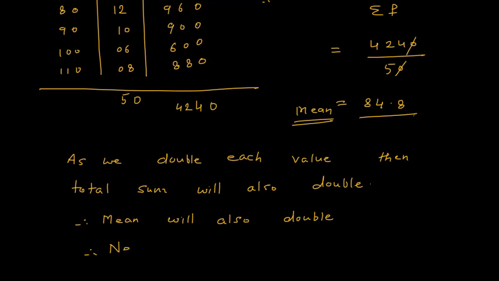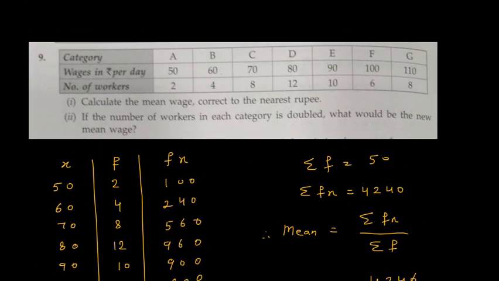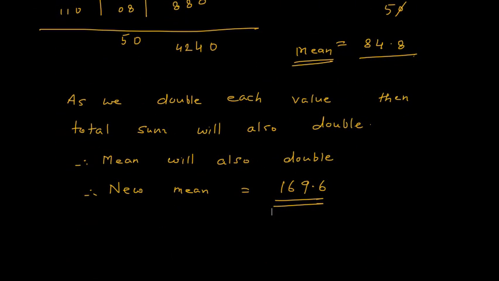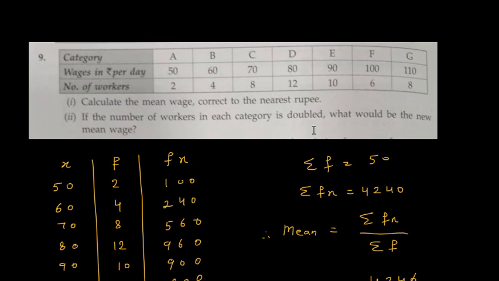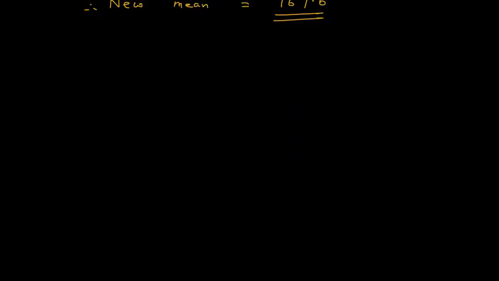Therefore your new mean, we can say that new mean will be equal to, we double it, so 2 8s are 16, 1 carry, 2 4s are 8 plus 1 9, and 2 8s are 16. So this is 169.6. So new mean will be 169.6. Yes, this is the new mean. So this is answer for second problem. Okay. So this is our question number 9. Now let us move to question 10.